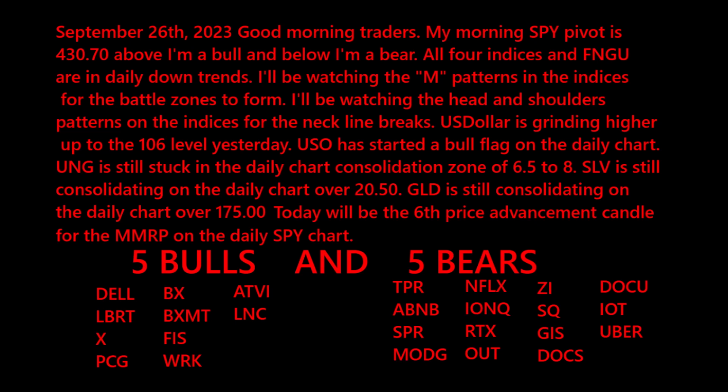US dollars grinding higher up to the 106 level. USO, that's crude oil, has started a bull flag on the daily chart. UNG still stuck in the daily chart consolidation zone between 650 and 8. SLV still consolidating on the daily chart over the 2050 level. GLD still consolidating on the daily chart over 175.